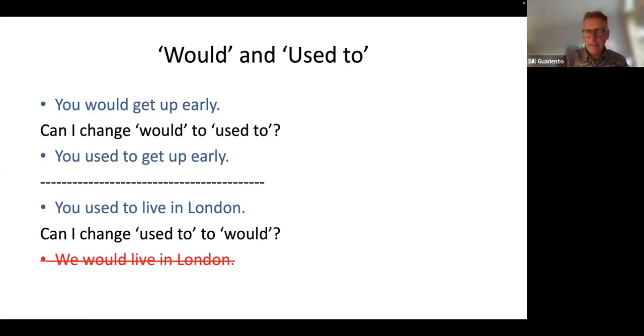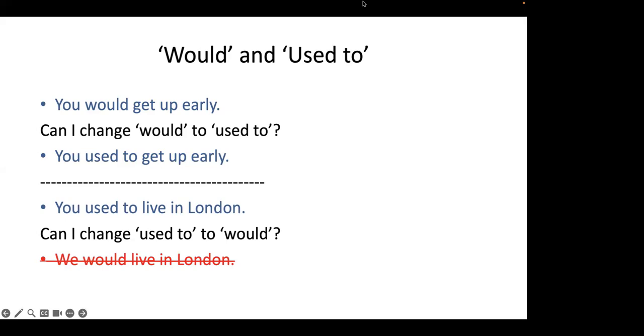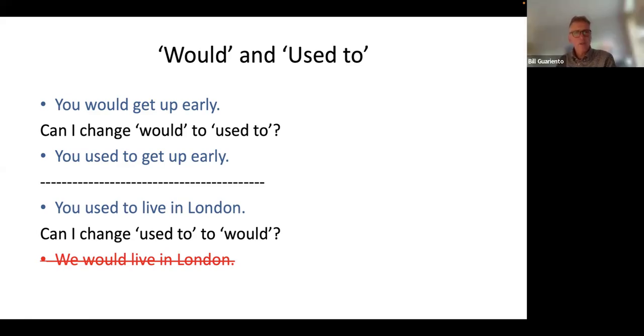Now, I'm going to leave you to think for 1 minute. Okay? Just think for 1 minute. Why is that? In the first one, we can change would to used to. You would get up early, you used to get up early. In the second one, you can't change used to to would. Weird. Why is that? Amina, what do you think?